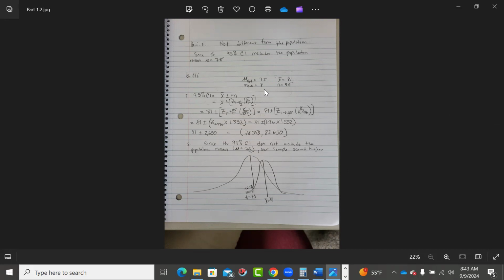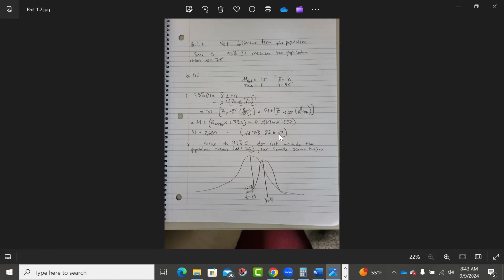Okay, 75, 8, mine were 81, there's 35 students, so the 95% confidence interval. Again, this one is 95%, so you should realize right away that we're going to use the 1.96 for the 95% confidence interval. Our mean is 81. After calculating the standard error, we get 1.352. So if we calculate our interval, it's 78.350 as the lower limit, and 82.650 is the upper limit.